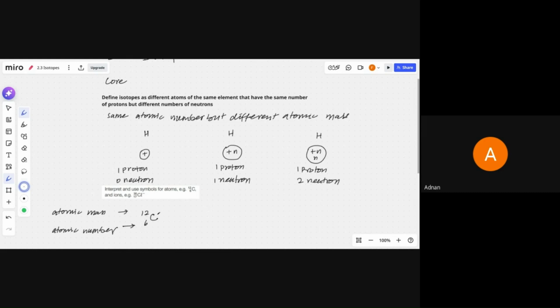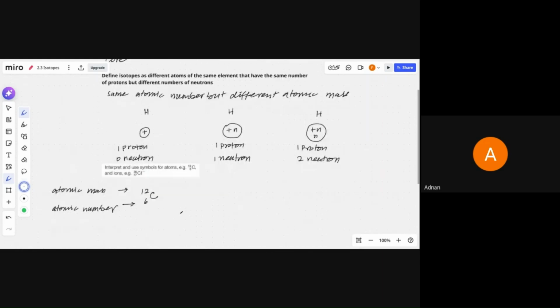We have different periodic tables. In some of them, atomic numbers are written at the top and atomic masses at the bottom, for example carbon, 6 and 12. In another periodic table you will find 6 at the bottom and 12 at the top. But this is basically the standard notation. This is how we should be writing or denoting an atom, right?